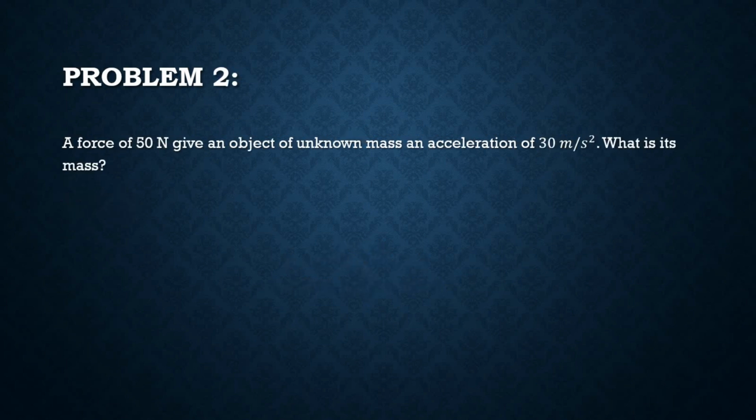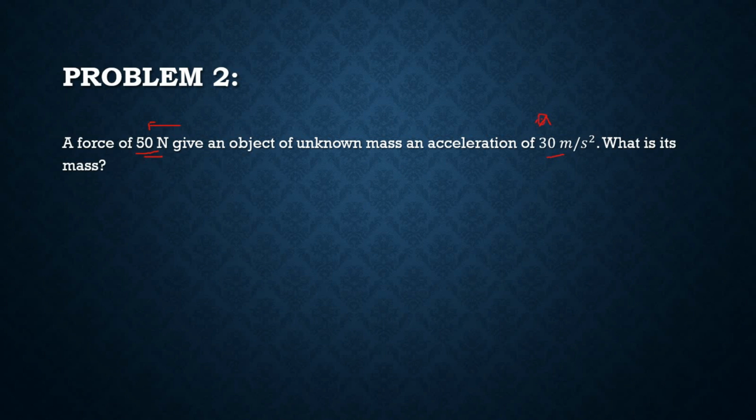Okay, next up, problem 2. A force of 50 newtons gives an object of unknown mass an acceleration of 30 meters per second squared. What is its mass? So this time, the problem is giving us the force and the acceleration.